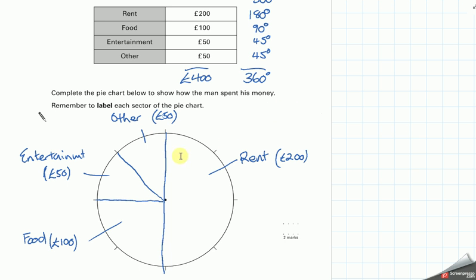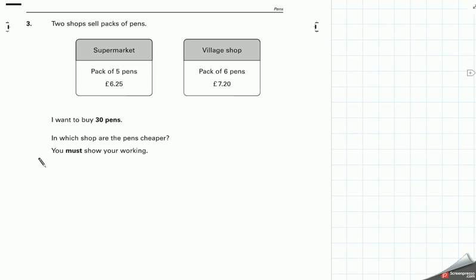So, going on to question number 3. I think it's number 3 now. Yeah. This is good value. I want to buy 30 pens. Which shop are the pens cheaper? And it's how much for the 30 pence. It's not the best value, it's what's the best way to get 30 pence. So if I go to the supermarket, how would I need to get the supermarket to get 30?